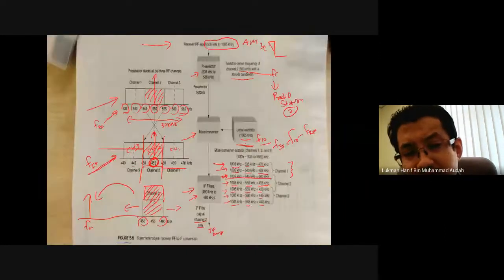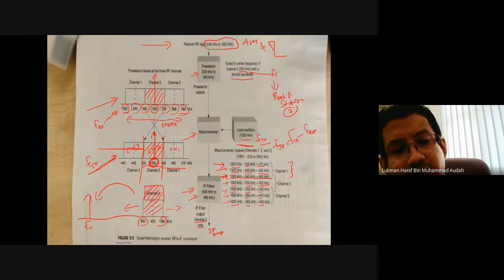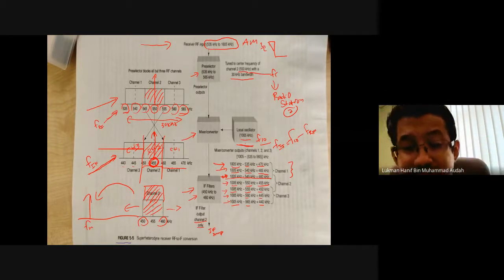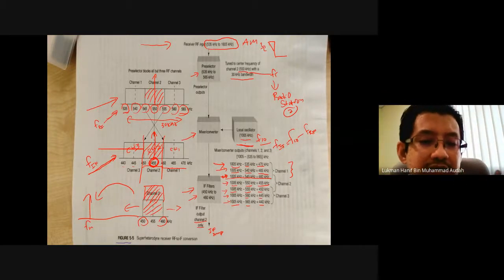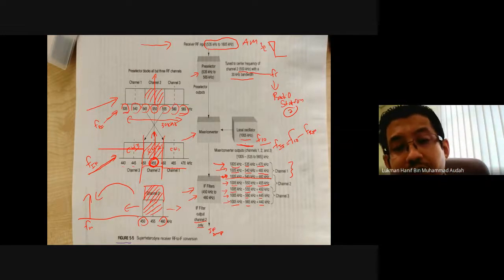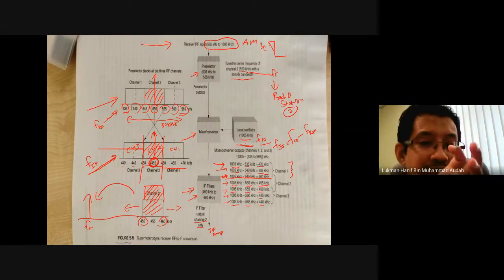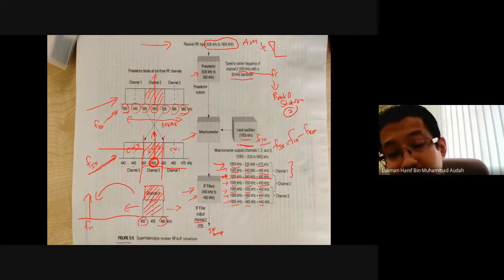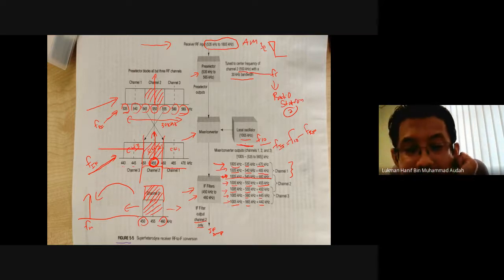And for your information, we have asked the students about this kind of questions previously in the previous final exam. Kita tanya apakah frekuensi-frekuensi yang berlaku yang terhasil daripada keluaran daripada bahagian-bahagian tertentu dalam receiver. Pernah ditanya.